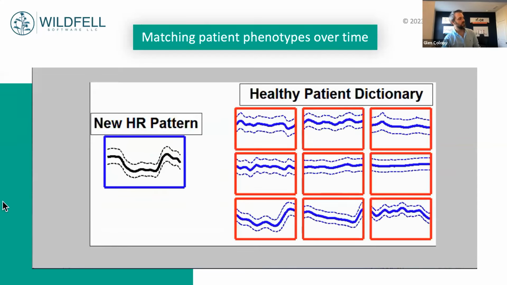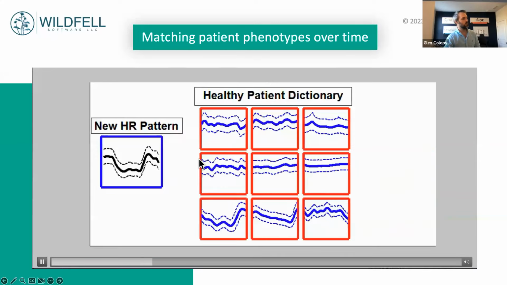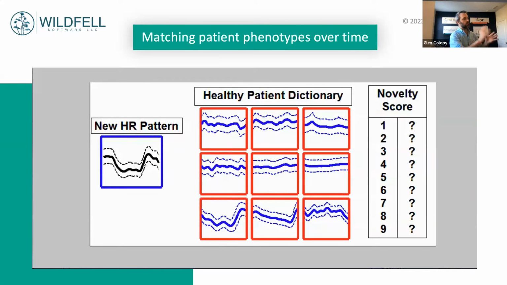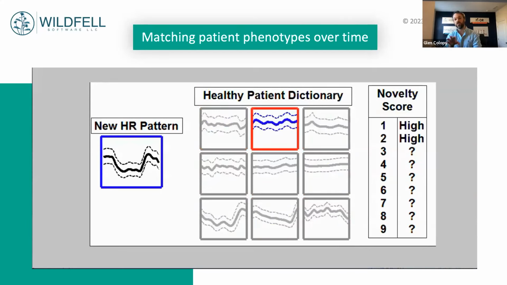And we can do things like take this new distribution fit to a new patient and compare it to a dictionary of healthy patients. So the idea is we one by one compare the new pattern to this dictionary of healthy patients. And if a new patient doesn't look anything like any of our healthy patients, well, then that might be a piece of evidence that the patient is not healthy. Whereas if we compare this to, for example, a dictionary of unhealthy patients, well, then that'd be evidence that the patient is not healthy.